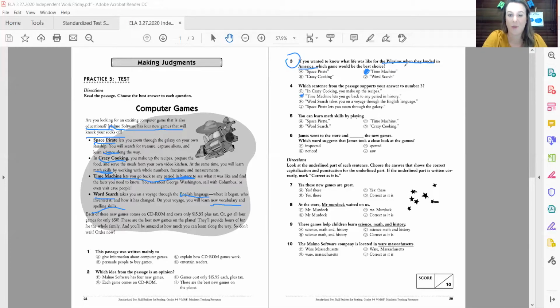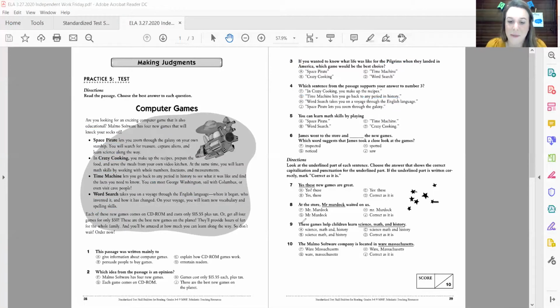Word Search takes you on a voyage through the English language. Nah, we're not learning about the English language. We're learning about Pilgrims when they landed in America. And Space Pirates lets you zoom through the galaxy. Nope. It is definitely G, because G says Time Machine and history, any period in history, which is Pilgrims when they landed in America. So yeah, G definitely supports our answer. All right, so let me clear that one off. Let's go to number 5.